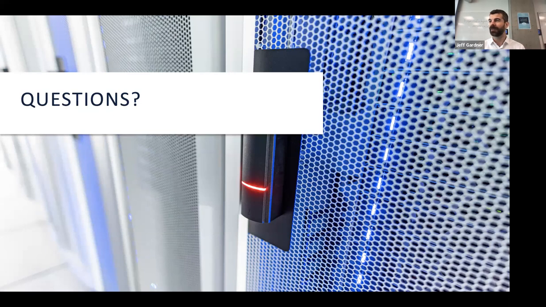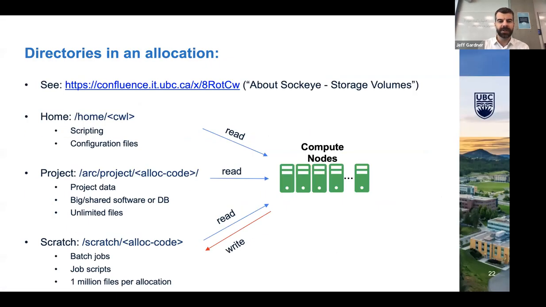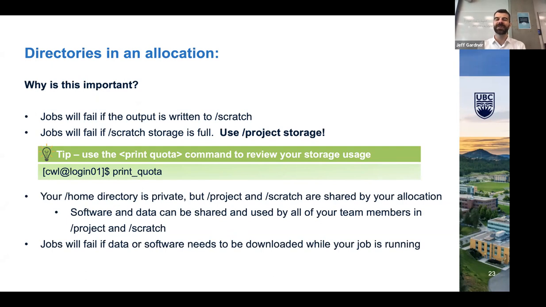Are there any questions about what we've done so far? Yes, two. Oh, did it? Oh, my apologies. That is a typo. So the question was, jobs in this slide, which I've currently opened, jobs will fail if the output is written to scratch. That is a mistake on my part. I apologize for the confusion. I'll fix that and re-upload it. So if anyone refers back, and that's a good catch. Jobs will fail if the output isn't written to scratch, or jobs will fail if the output is written to project. So yes, thank you. Good catch and apologies for that.